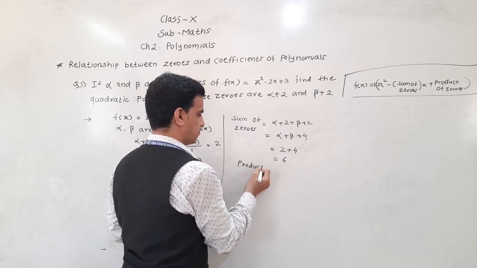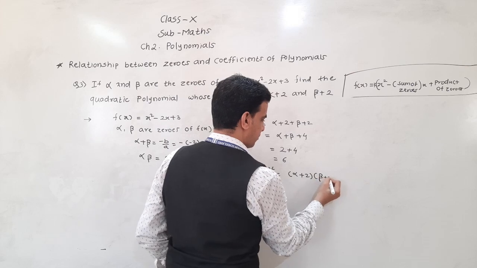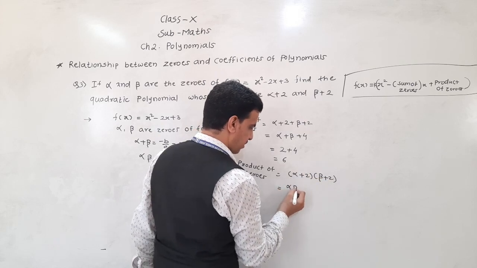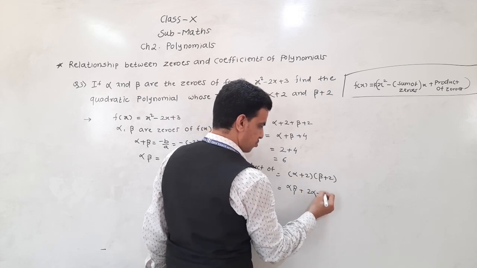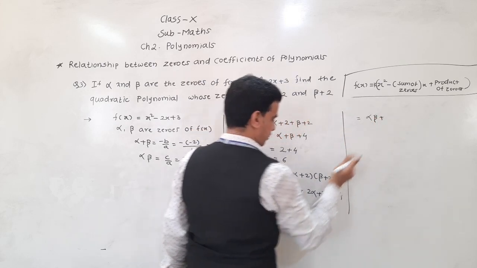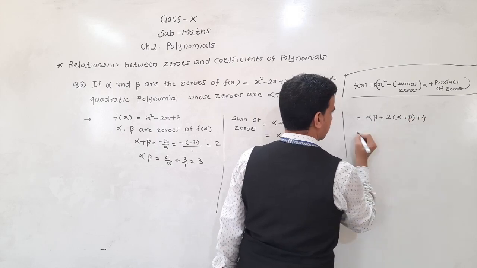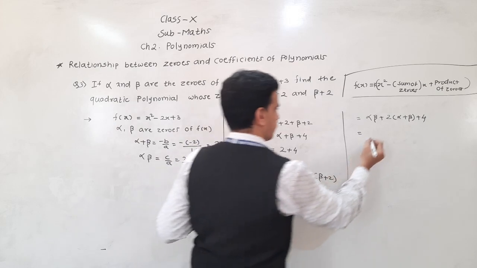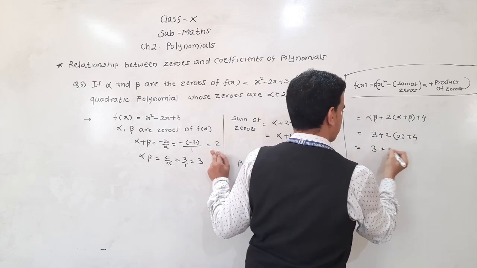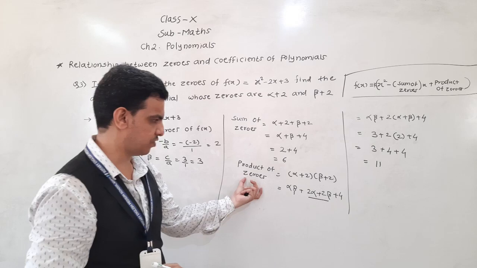And product of zeros, alpha plus 2 into beta plus 2. So if we multiply this, alpha into beta plus 2 alpha plus 2 beta plus 4. If we simplify this again, alpha beta, and if we take 2 common from these 2 terms, 2 in bracket alpha plus beta, plus 4. So we have these values: alpha beta is 3, plus 2 into alpha plus beta is 2, plus 4. So 3 plus 4 plus 4. So this is 11. So sum of zeros is 6, product of zeros is 11.